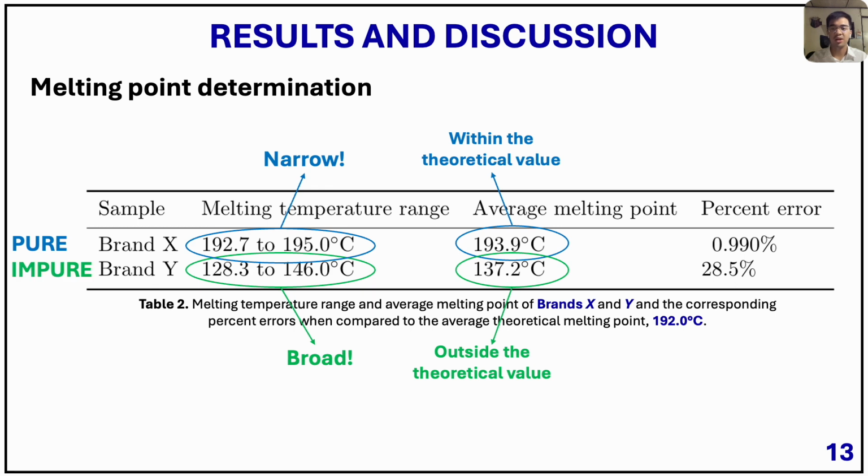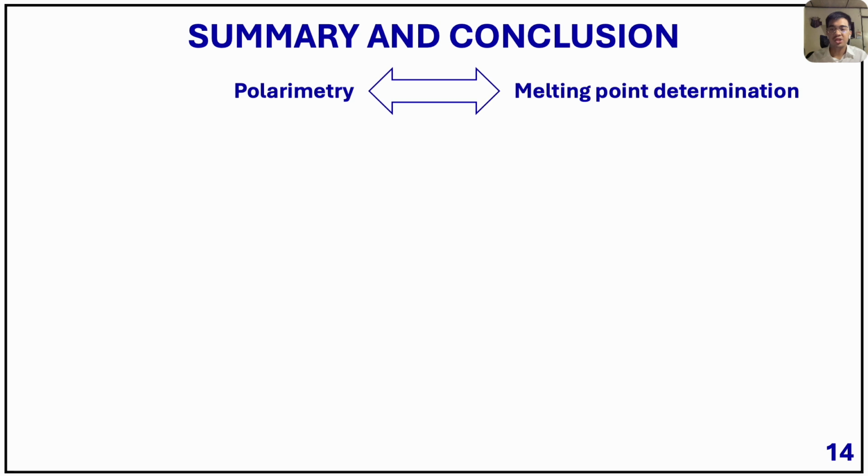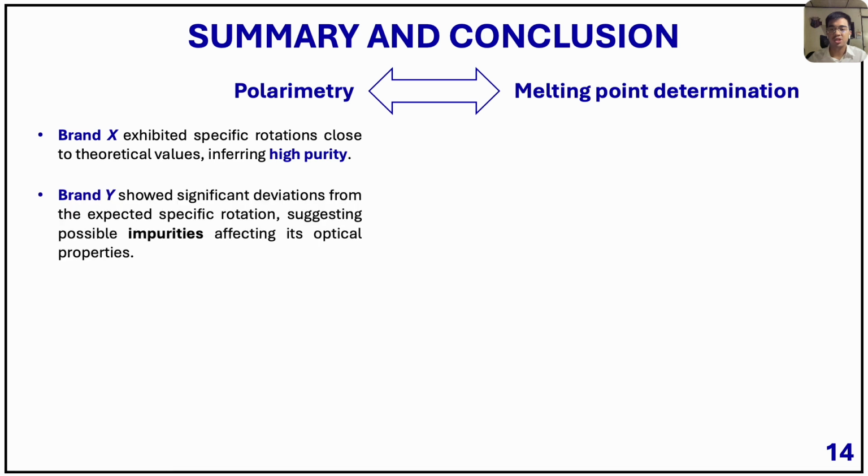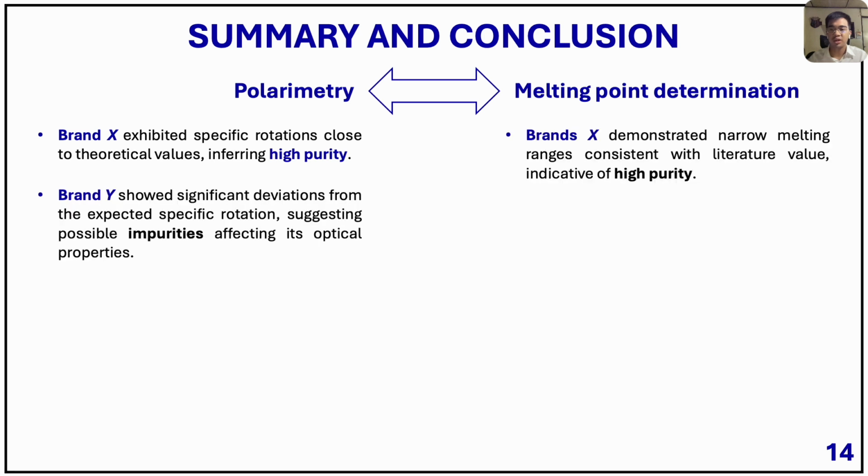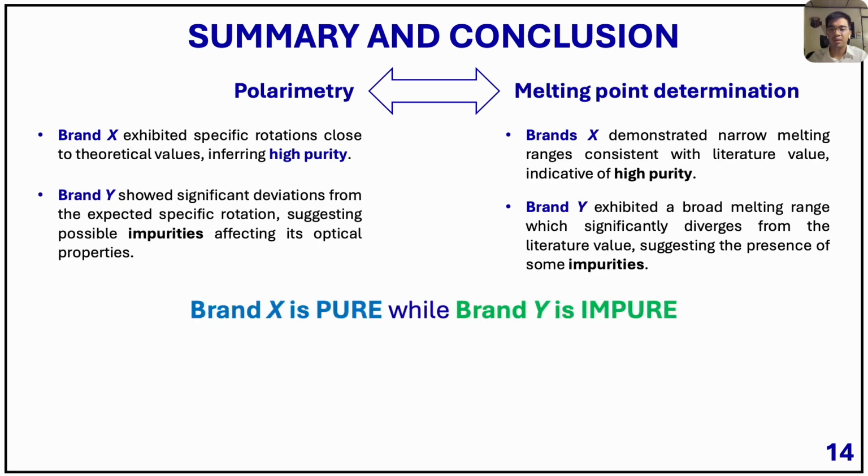In summary, this research used an improvised polarimeter to measure the optical rotation of ascorbic acid in order to assess their purity. This primary characterization method was supplemented by melting point determination. Here are the summary of the results for polarimetry. Here's for the melting point experiment. And in conclusion, band X is likely to be pure, while band Y is likely to be impure based on the two characterizations done.